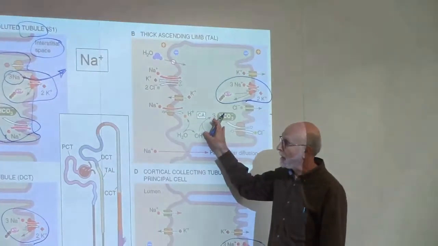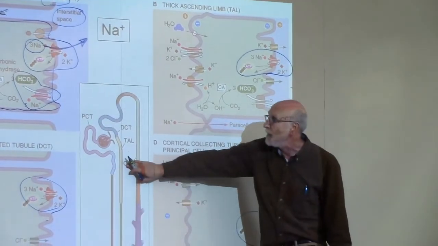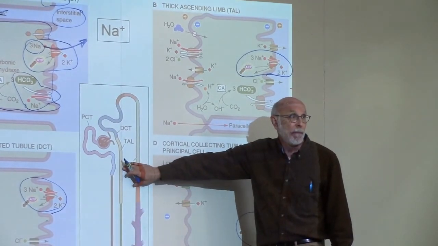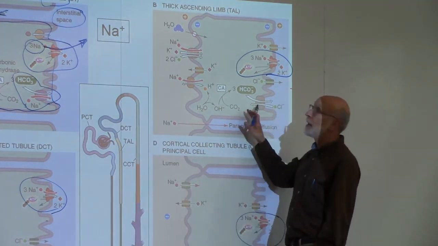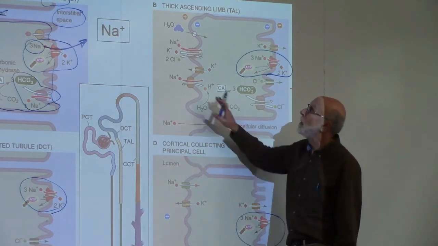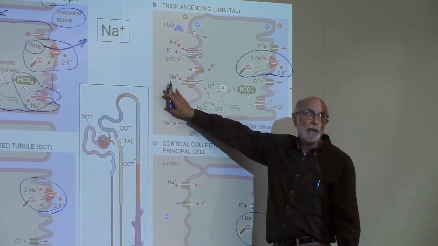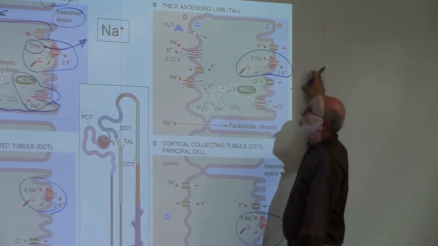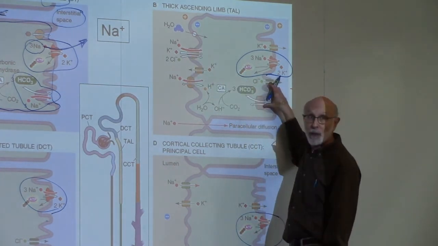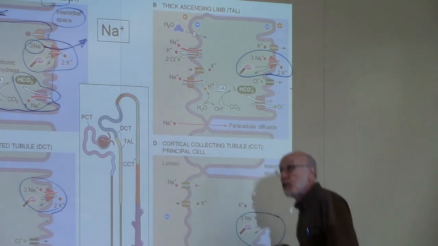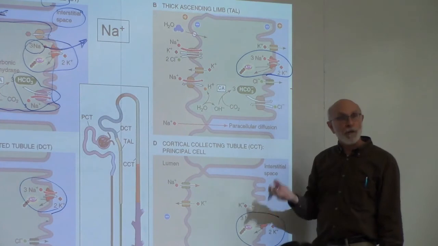The ascending limb of the loop of Henle. We moved from the proximal tubule, we've skipped the descending limb, and now we're in the ascending limb. You'll see next week why we skipped the descending limb. Again, it's an epithelium. We have the urinary fluid, the tubular fluid, the interstitial space, apical membrane, basolateral membrane. Same orientation. We've got the sodium potassium ATPase. Don't forget about it anywhere.